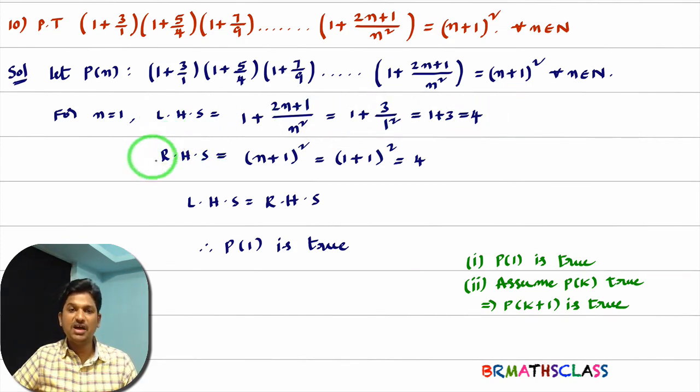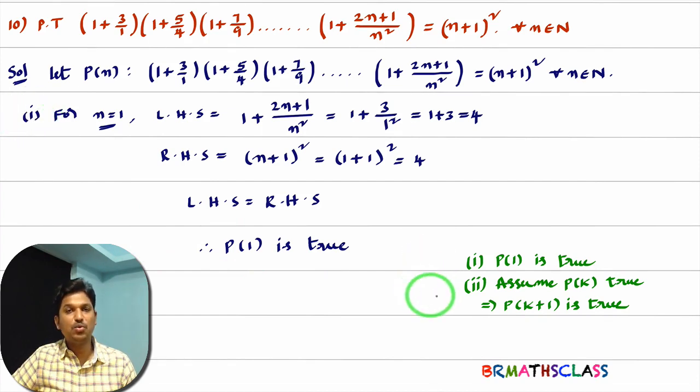Now you consider RHS of P of n. What is that? n plus 1 whole square. In this, in place of n, you write 1. 1 plus 1, that is 2. 2 square is 4. So what we got here? We got LHS equal to RHS. This we got for n equal to 1. That means we can say that P of 1 is true. So the first part in this is completed.